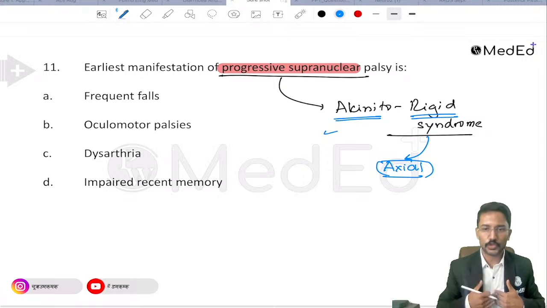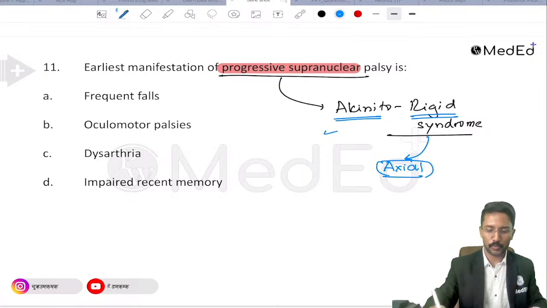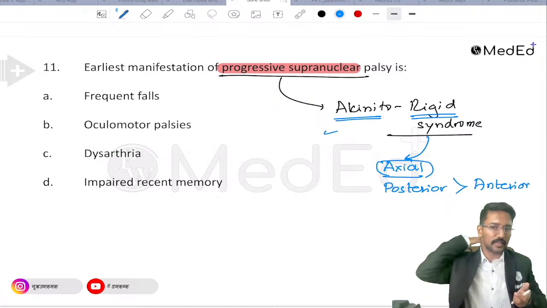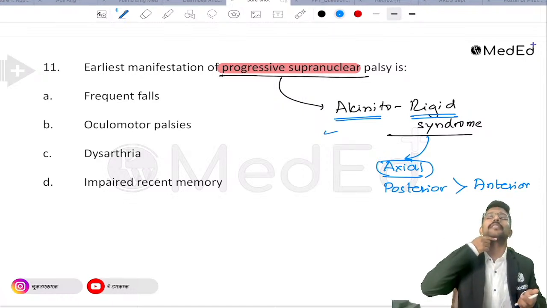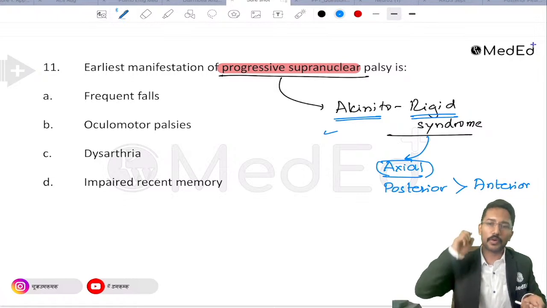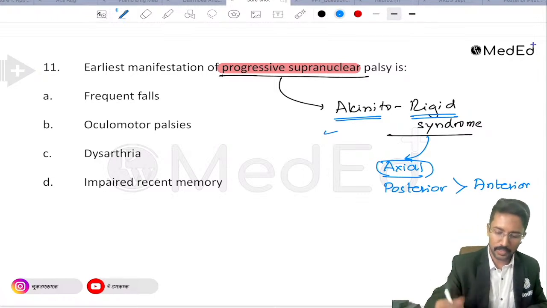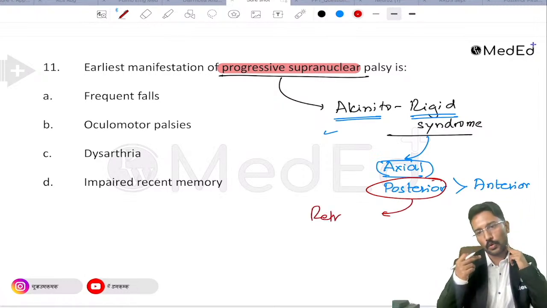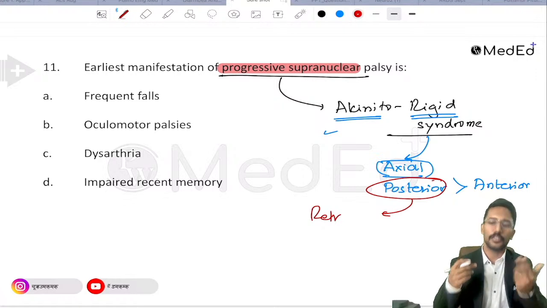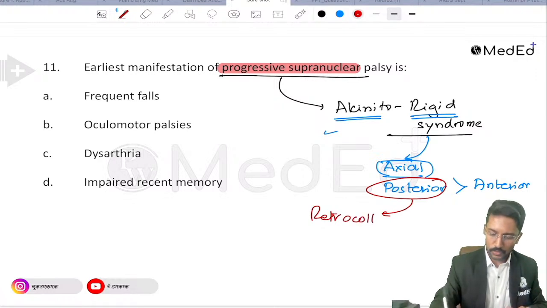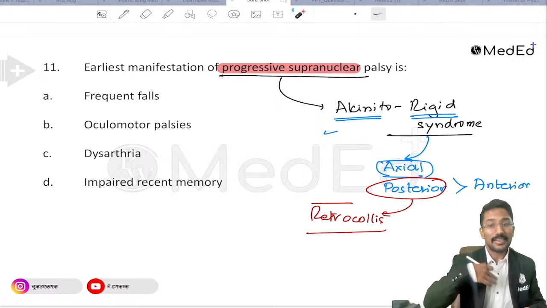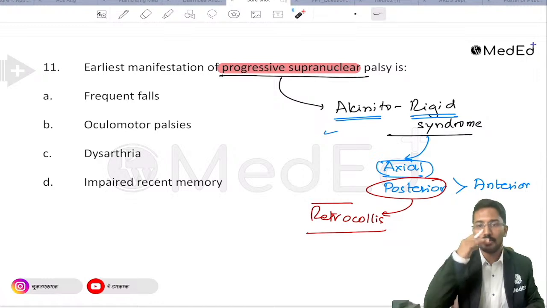Axial. And unfortunately, here it is the posterior group of muscles that are more affected than the anterior. So when posterior muscle tone is increased, your neck gets extended because it is all contracting. This is what we call retrocollis, right? So posterior group of muscle rigidity leads to retrocollis. When side tilted, torticollis, right? When extended, retrocollis. And then there is degeneration of the brainstem, and that is causing a gaze palsy, mainly the downward gaze palsy.